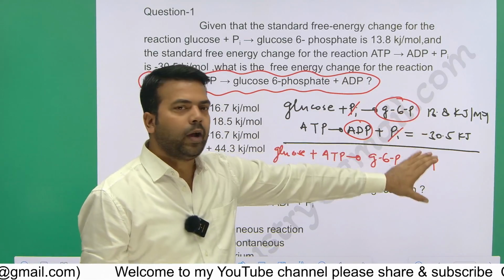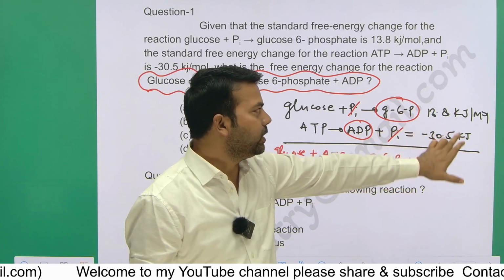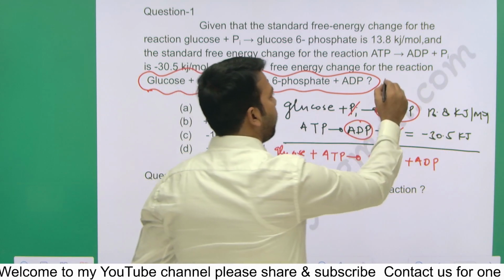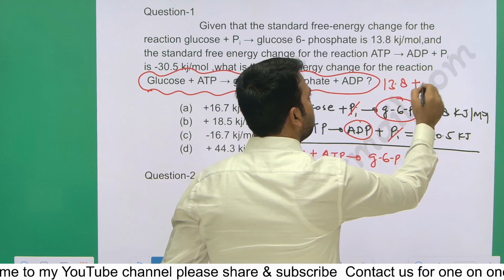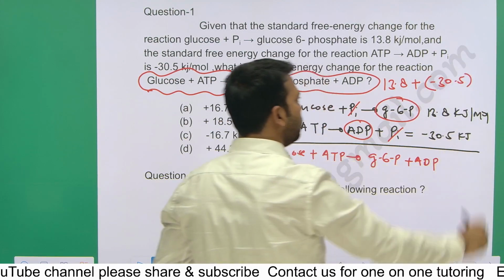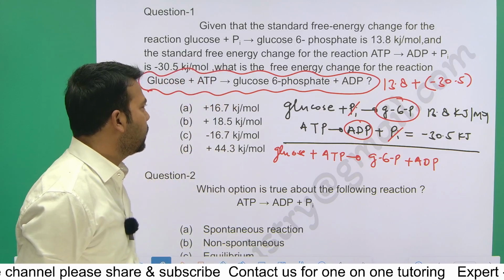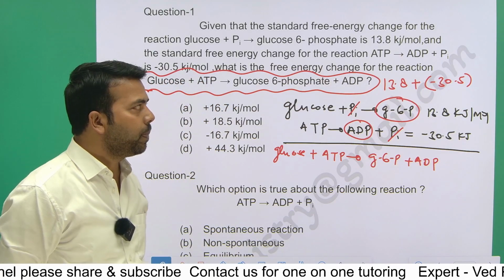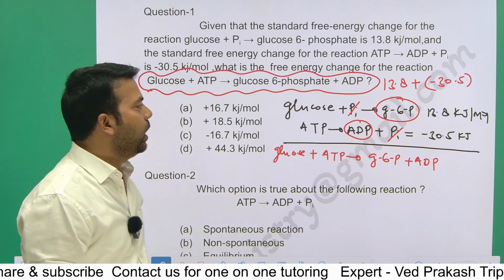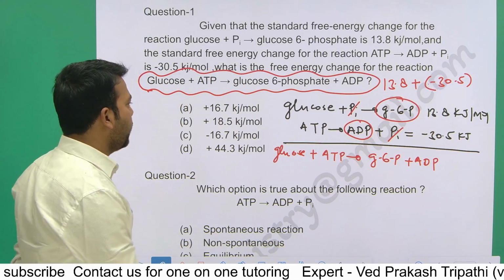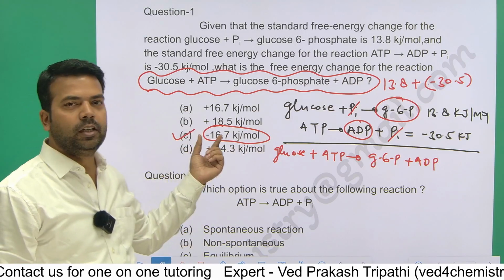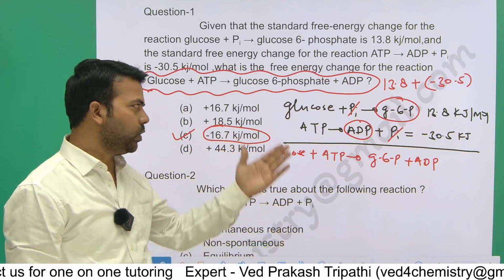If you add the equations, we can add these energies as well. So 13.8 plus the value here, minus 30.5. What should the sign be? The sign should definitely be minus, because this is the bigger one and it has the minus sign. If you subtract, we get minus 16.7, and this is the only value which is negative. So I think it should be C, and you can cross check. Okay.